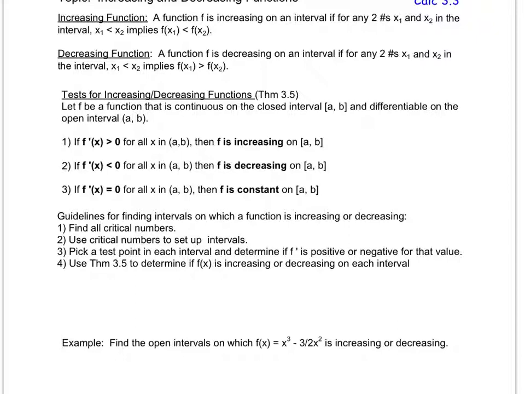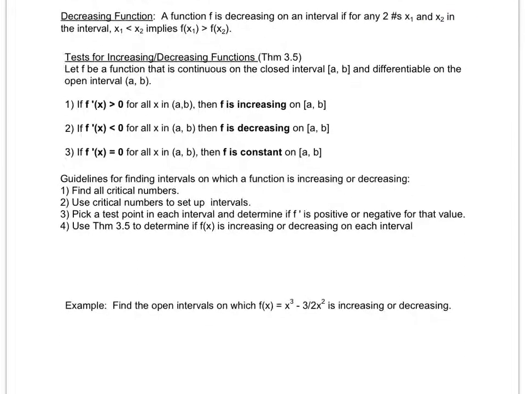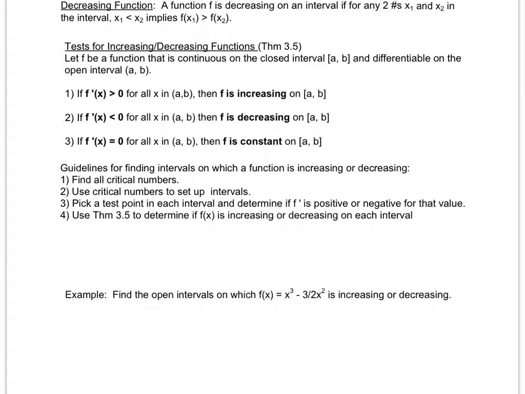So here are the guidelines to determine if it's increasing or decreasing. I'll find all my critical numbers. I'm going to use my critical numbers to set up intervals. Then I'm going to pick a test point in each interval and determine if my derivative is positive or negative in that interval. If my derivative is positive in that interval, I can conclude that in that interval I'm increasing. If my derivative is negative in that interval, then I can conclude that my function is decreasing.